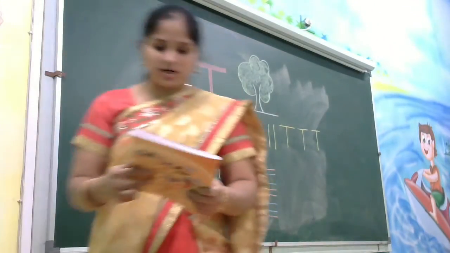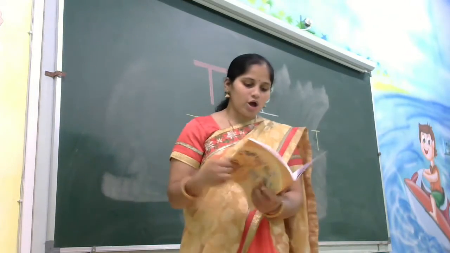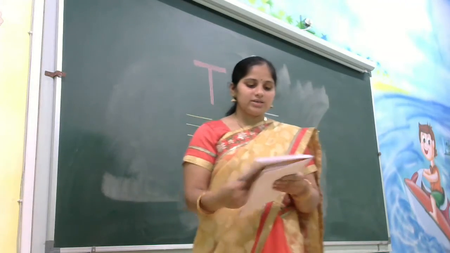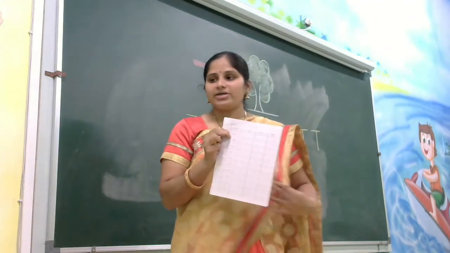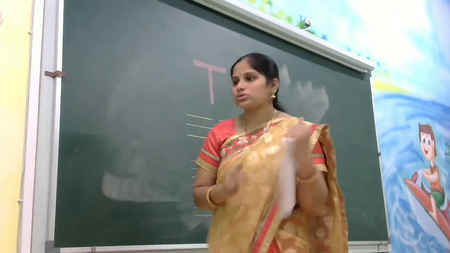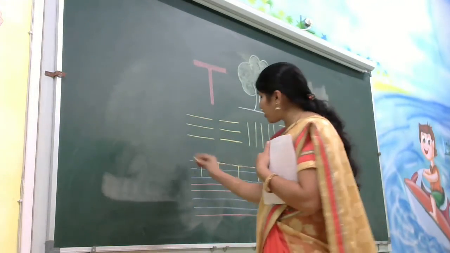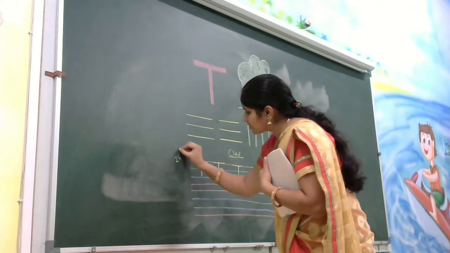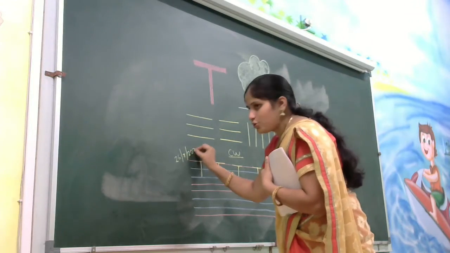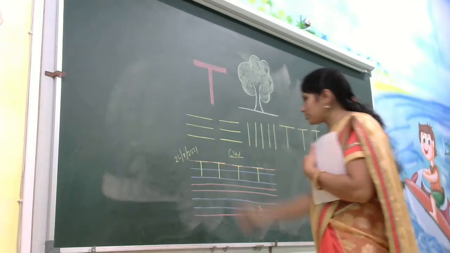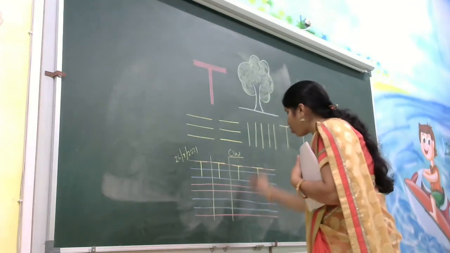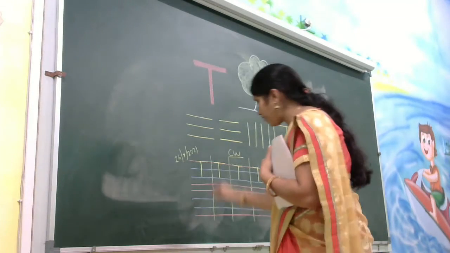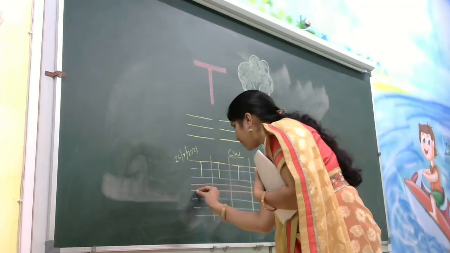After tracing in your handwriting book, open your four-line book. Write classwork and date, 26/7/2021. Write CW and date, 26/7/2021. Okay, and I will draw four columns for you. On the first line your mama will write, and after that you have to write it by yourself.